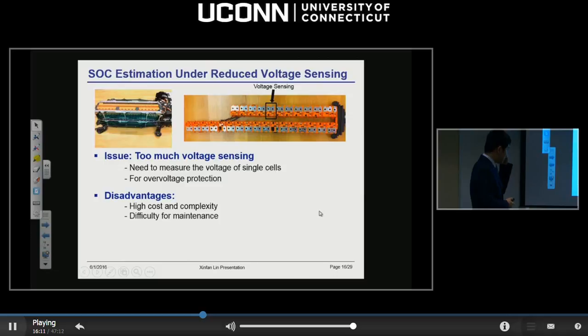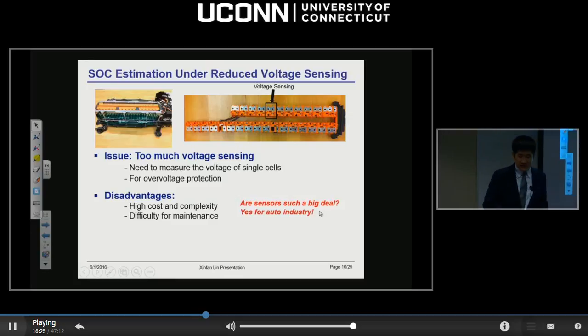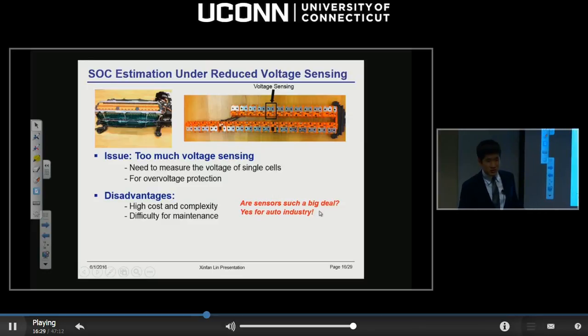The disadvantages are that, on one hand, it increases the cost and complexity of the system, considering how many cells we have in the battery system. On the other hand, it also brings difficulty for maintenance. Some of you may be wondering, sensors are so cheap these days, and I'm talking about temperature and voltage sensors, very common sensors. So why do you keep making such a big deal out of sensors?